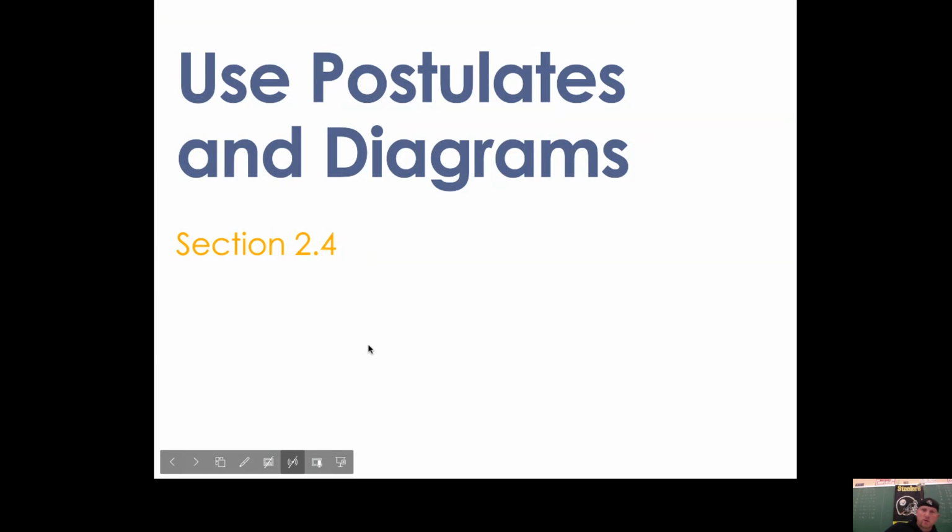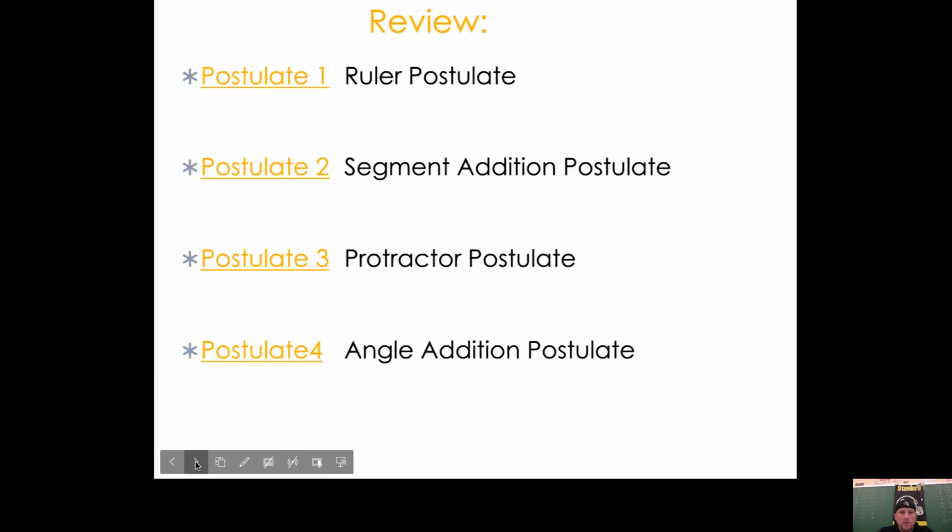This is section 2.4. It's on postulates and diagrams. We're going to review the first 4 postulates. If you noticed, I attached a postulate and theorem packet to the 2.4 channel of Teams, so you can access that. It has all of these postulates listed on it.